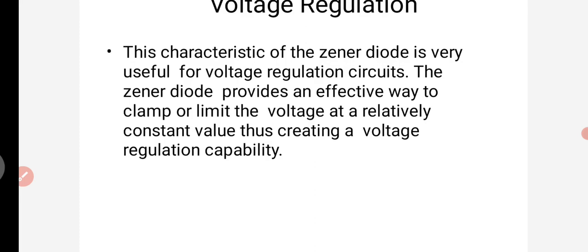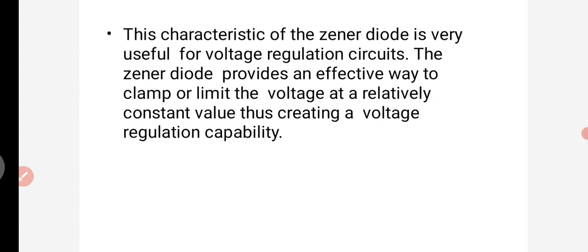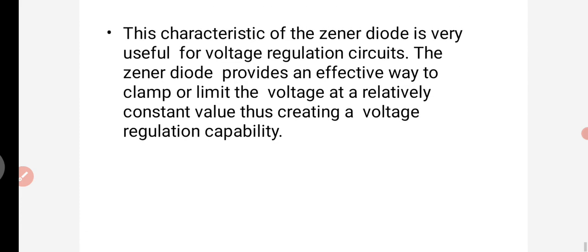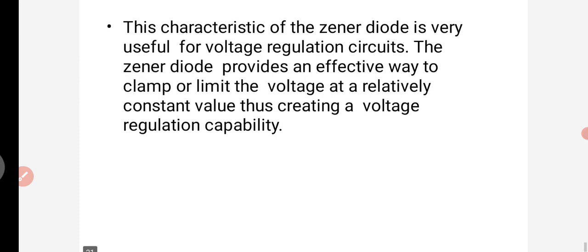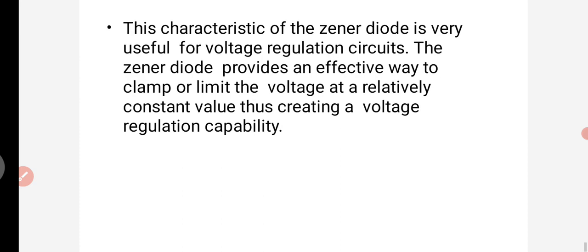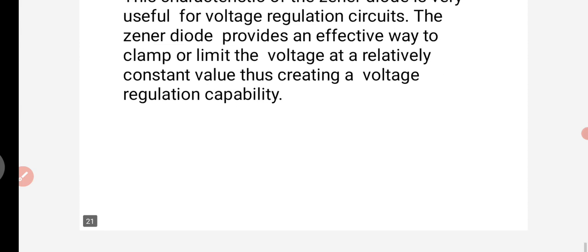So the Zener diode will provide an effective way to clamp or limit the voltage at a relatively constant value, thus creating a voltage regulation capability. So that's why this Zener diode will be used as a voltage regulator. That means it clamps or limits the voltage at a constant value.